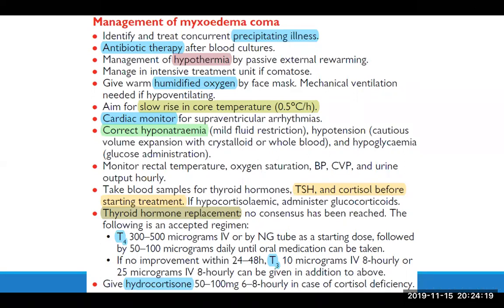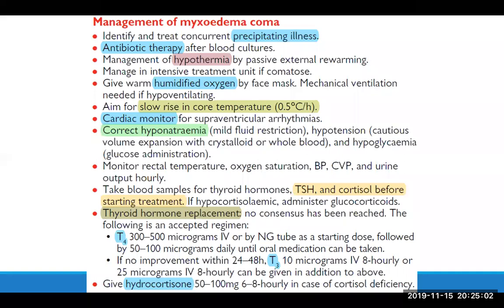Okay. How to manage myxedema coma? We must identify and treat the precipitating factor, with antibiotic therapy after blood culture, and we must manage hypothermia gently by passive external warming, with humidified oxygen, and a slow rise in core temperature of 0.5 Celsius per hour. We must also monitor cardiac status and correct the hyponatremia, as we said, hyponatremia is presented with hypothyroidism. And of course, monitor rectal temperature, oxygen, blood pressure, CVP, and urine output. And take a sample for TSH and cortisol before starting the treatment.